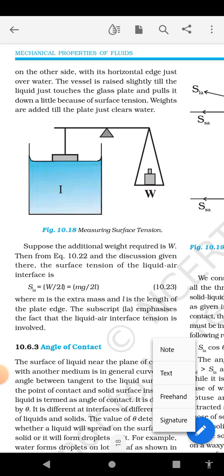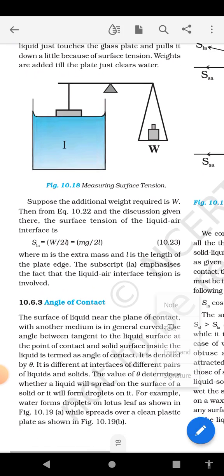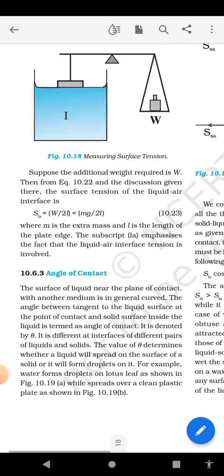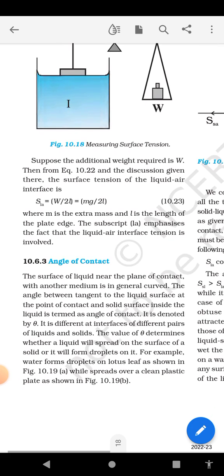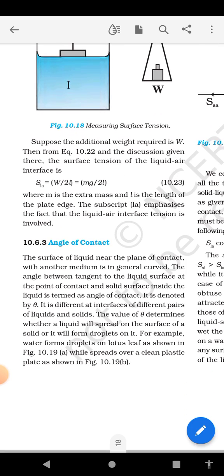Weights are added till the plate just clears water. Suppose the additional weight required is W, then from equation 10.22 and the discussion given there, the surface tension of the liquid-air interface is W by 2l. We can take weight per unit length, so S_LA = mg by 2l, where m is the extra mass and l is the length of the plate edge. The subscript LA emphasizes the fact that the liquid-air interface tension is involved. LA means liquid air.